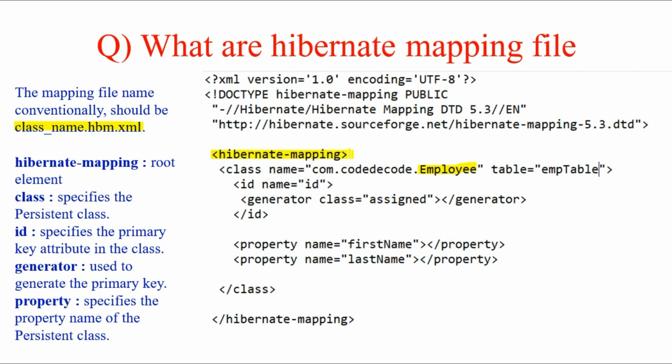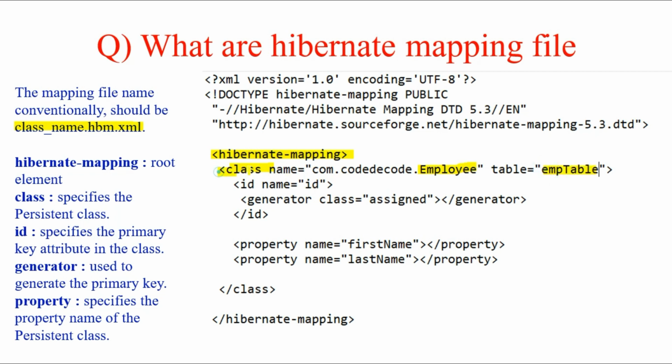Then the interviewer may ask you to explain all these properties. What you will say is that hibernate-mapping is the root element. The child of this hibernate-mapping is the class. Class actually defines the persistent class. So Employee is my class which I want to persist, but in what particular table do you want to persist? It will be the EMP table.